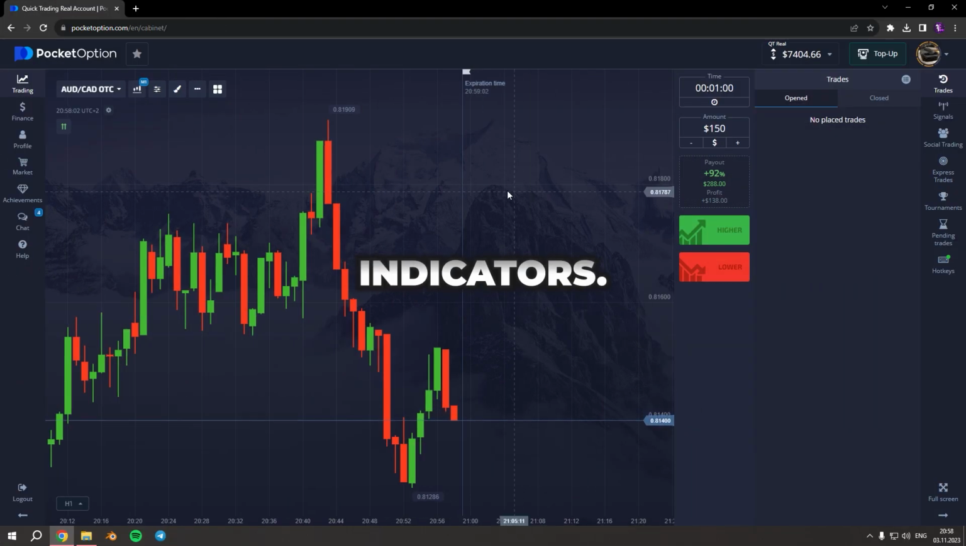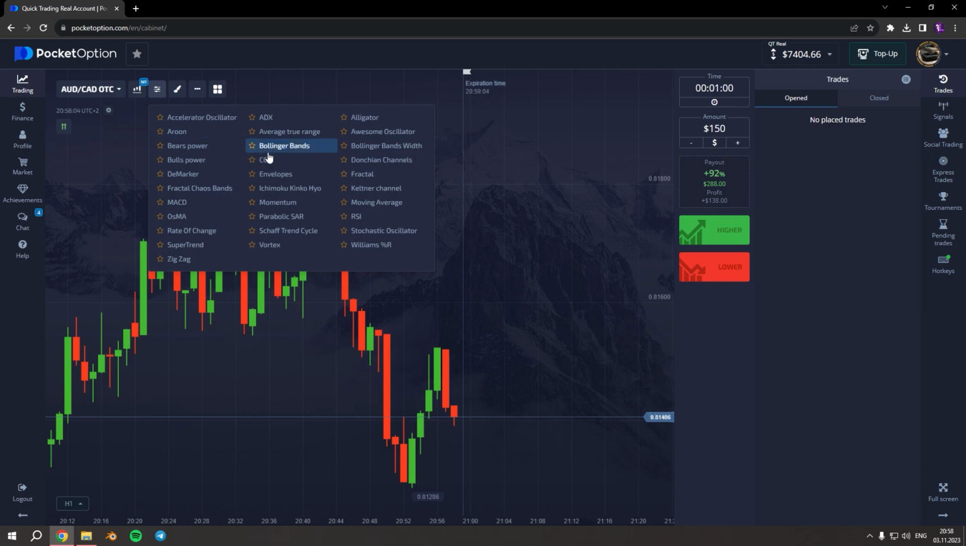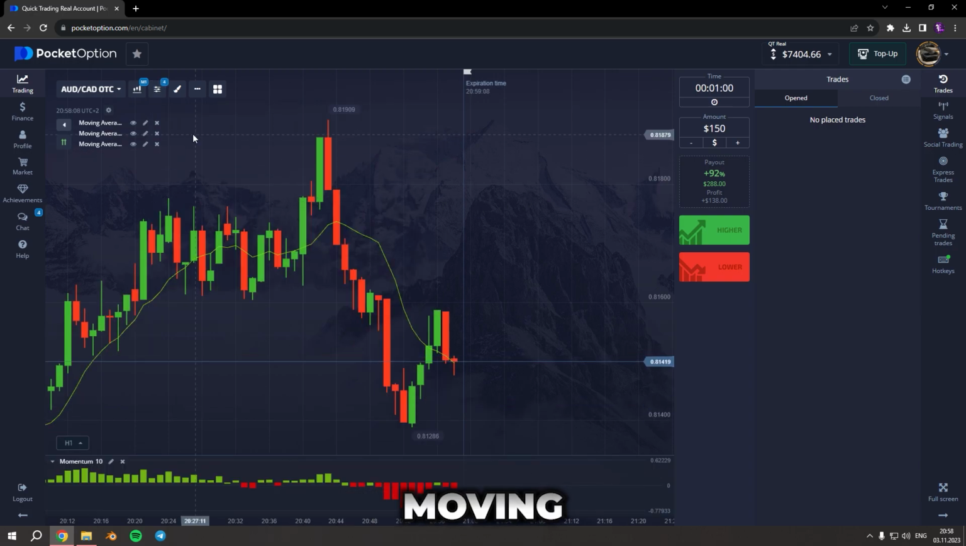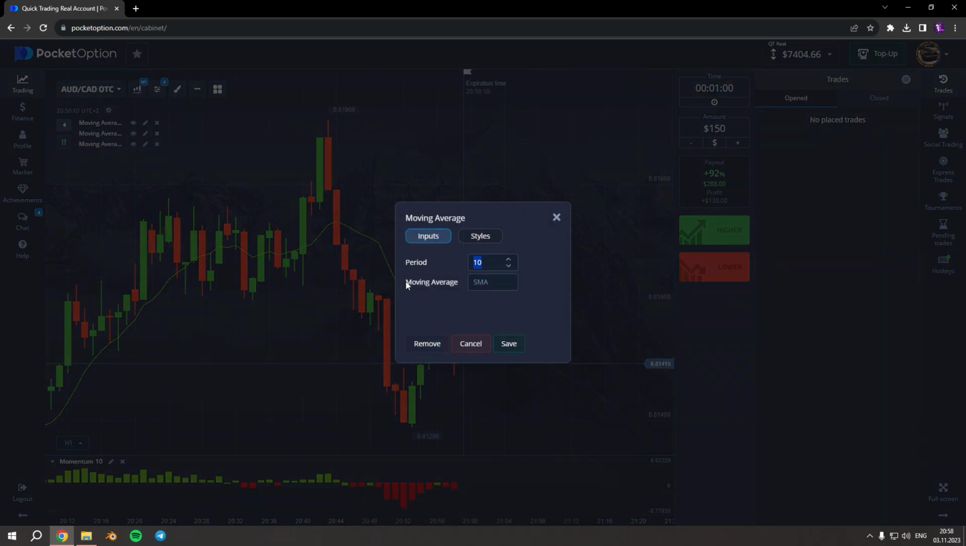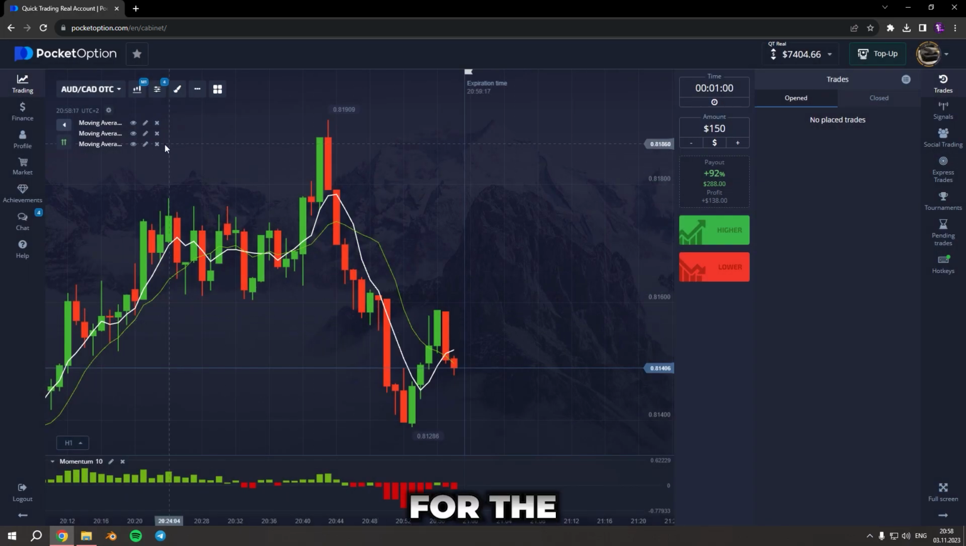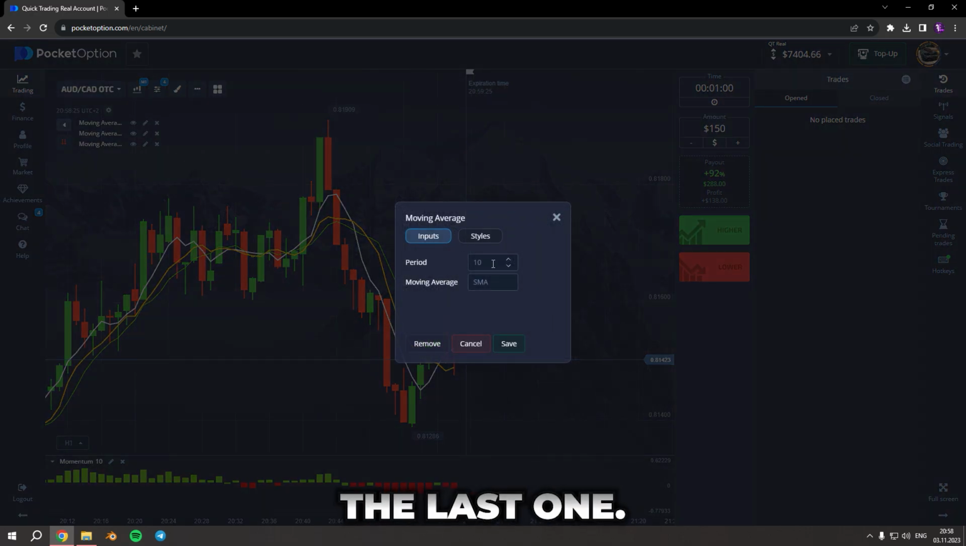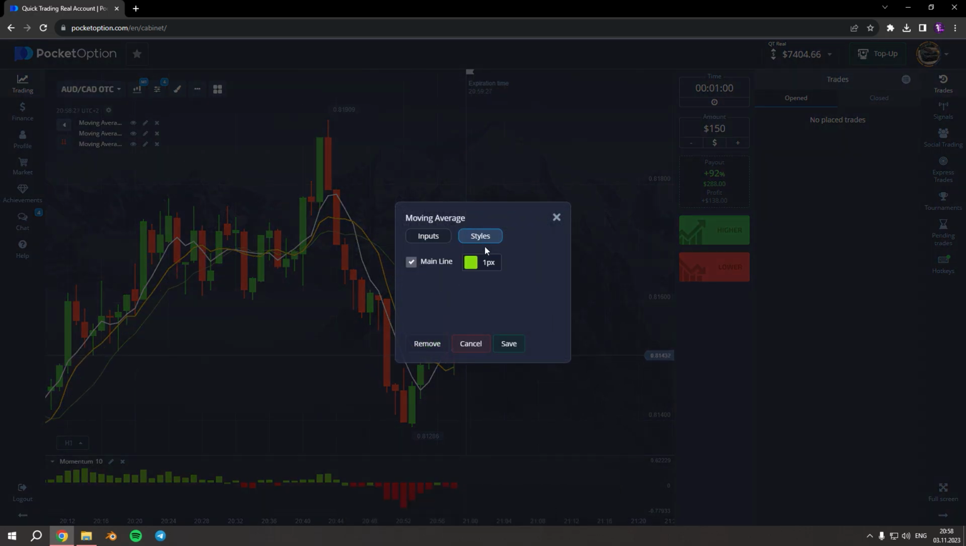Let's start with our indicators. Select three moving averages and momentum indicator. For the first moving average, set the period to 5. For the second, set the period to 8. And for the last one, set 13. For the momentum indicator, we will use default settings.